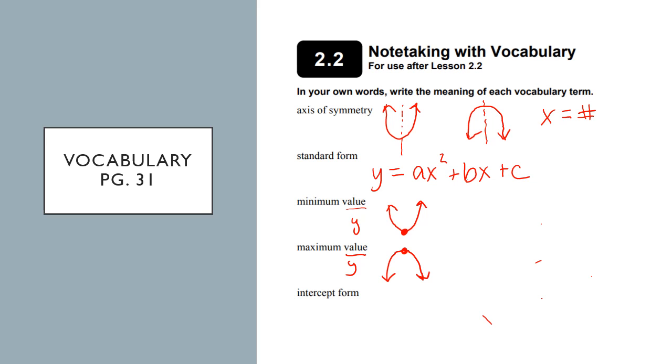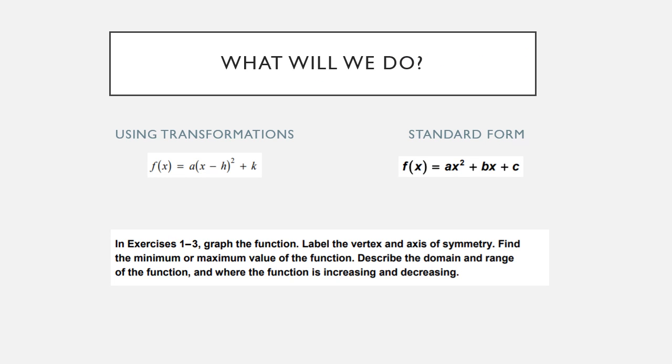Intercept form is going to be a little different. That's going to be something that's already factored. So I believe they use something like this. And again, we'll be doing that one, but we're just not doing that in this particular video. Okay, so what are we going to do then? We're going to talk about using our transformation. So what this means, h means we're going to move either right or left, and then k means we're either going to move up and down. So we're going to shift the parabola around and then talk about all of those characteristics.